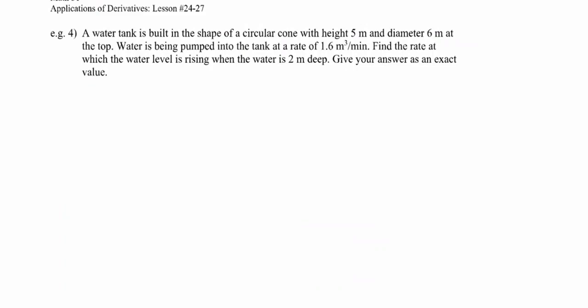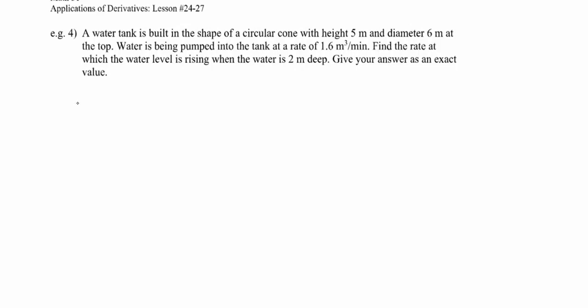Okay, so in this one it says a water tank is built in the shape of a circular cone with height 5 meters and diameter 6 meters at the top. Water is being pumped into the tank at a rate of 1.6 meters cubed per minute. Find the rate at which the water level is rising when the water is 2 meters deep.